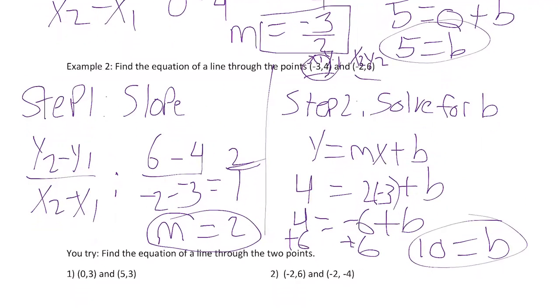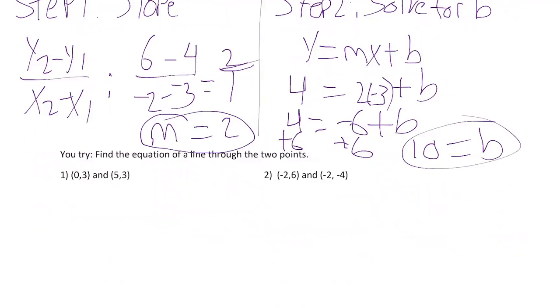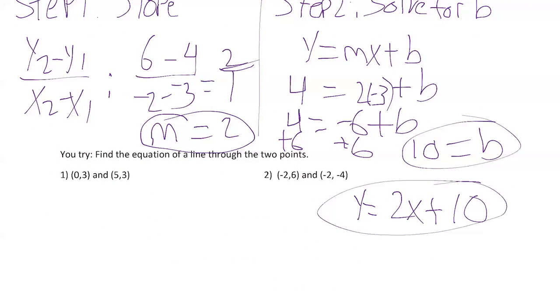So we found the two pieces, because remember, when we're graphing lines, these are the two pieces that you need. You need your slope and you need your y-intercept, or your b. Once you've got these two answers, I'll put it down here. You want to write your y equals mx plus b, plugging in your slope and your b, so you have an equation you could graph.